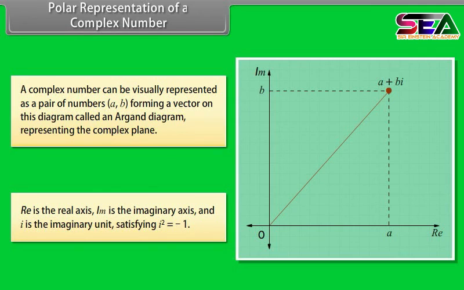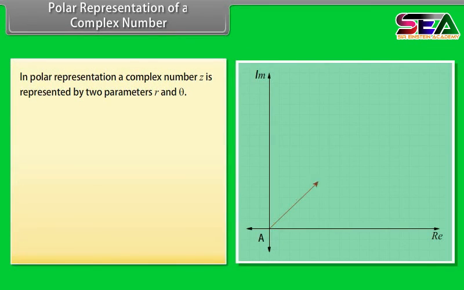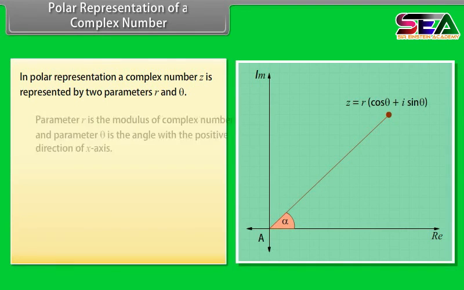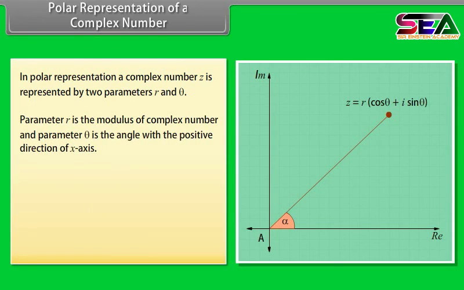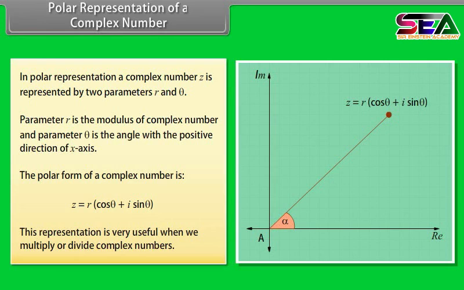equal to -1. In polar representation, a complex number z is represented by two parameters, r and theta. Parameter r is the modulus of the complex number, and parameter theta is the angle with the positive direction of x-axis. The polar form of a complex number is z is equal to r into cos theta plus iota sin theta. This representation is very useful when we multiply or divide complex numbers.